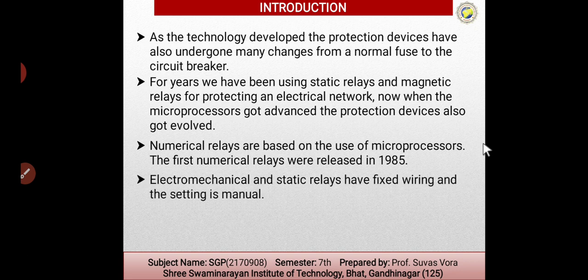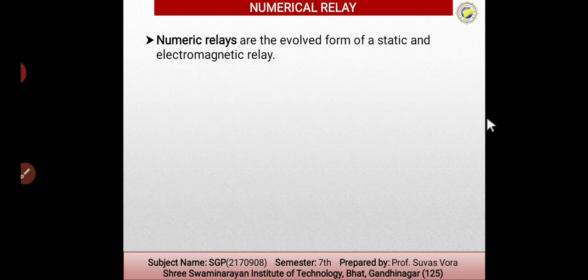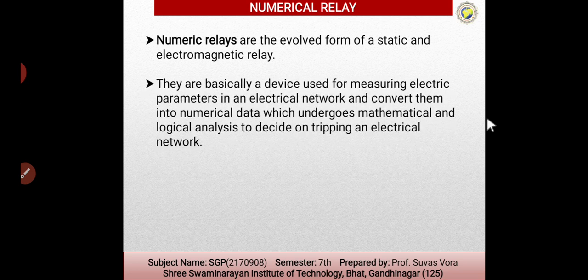So the electromechanical and static relays have fixed wiring and the settings are manual, but the numerical relay, on the other hand, is a programmable relay, where the characteristics and behaviors can be programmed, and most numerical relays are also multifunction. So numerical relays have evolved from the static and electromagnetic relays, and there are basically data which undergoes mathematical and logical analysis to decide on tripping an electrical network.